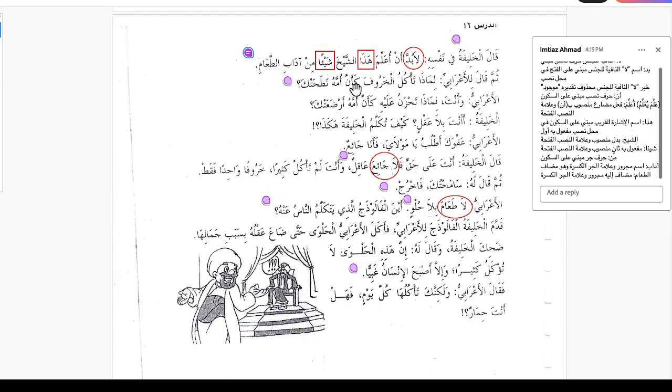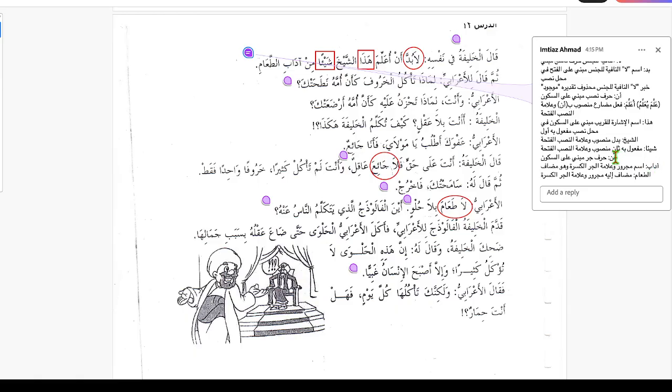and haza is the first maful bihi. Haza ismul isharati lil qarib mabni ala sukun fi mahalli nasbin maful bihi awwal. This is the first maful bihi because this verb is taking two maful, and ash-shaykha is badal mansubun walamatu nasbi al-fata. So this shaykh is the badal which follows this mubdal minhu, which is haza, because I just said this is mansub, so that is why ash-shaykha is mansub.